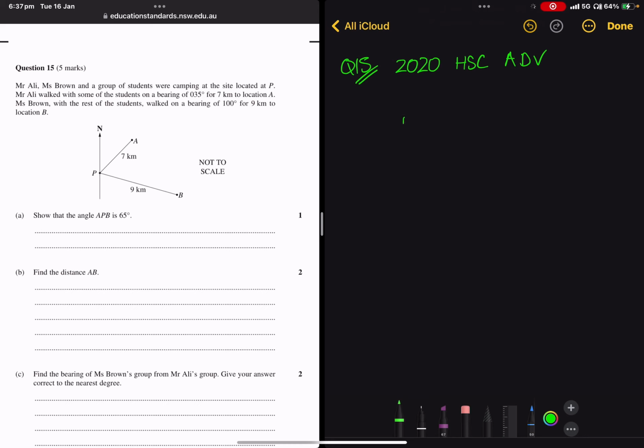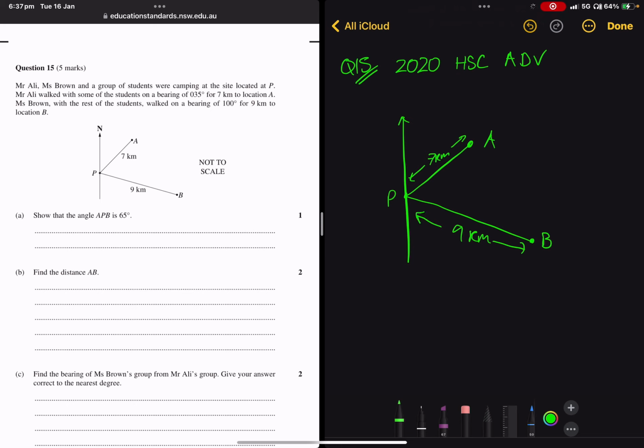We'll reproduce this diagram. Here, this is point P. There's a line that goes up to point A. Then there's a line that goes down to point B. This is 7 kilometers, and we're told this is 9 kilometers. All right.